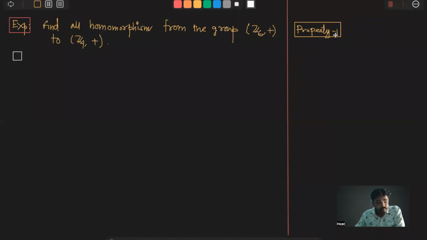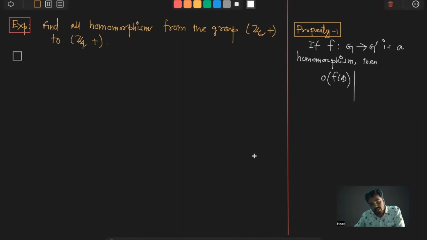What is the first property? Here we consider G and G dash to be two groups. If f is a mapping from G to G dash that is a homomorphism, then order of f(a), where a belongs to G, divides order of a.